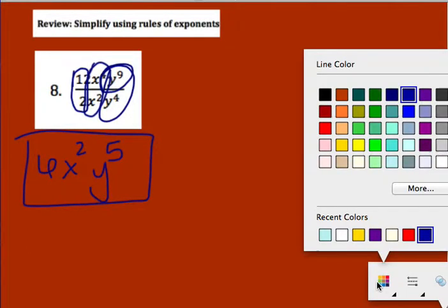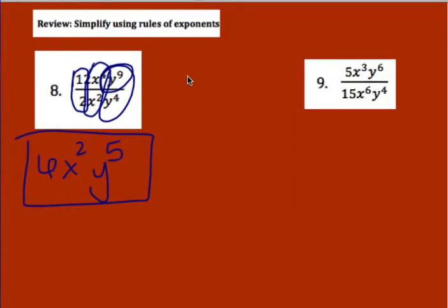Now, let's take a look at number 9. So for number 9, first of all, I have 5 over 15. So I need to think about what divides 5 and 15 so I can reduce that fraction. Well, they're both divisible by 5, so I'm going to write that as 1/3. And then I have x to the 6th over x to the 3rd. Your larger amount of x's are on the bottom, so when you subtract those, you get x to the 3rd. And I want to put x to the 3rd on the bottom because the larger amount of x's is on the bottom.